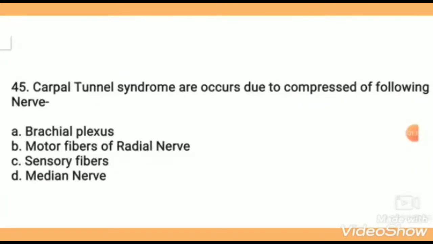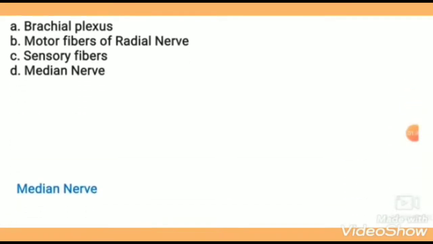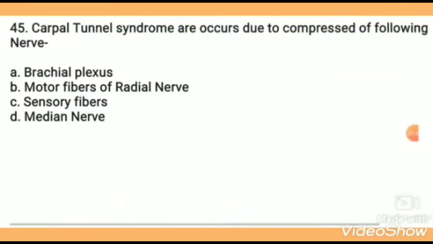Carpal tunnel syndrome occurs due to compression of following nerve: brachial plexus, motor fibers of radial nerve, sensory fibers, or median nerve. So, the correct answer, carpal tunnel syndrome is caused due to compression of median nerve. Next question.